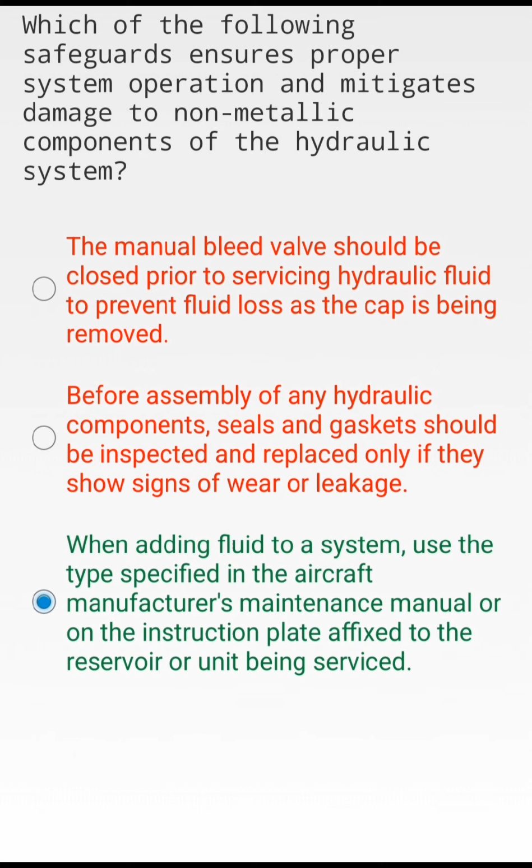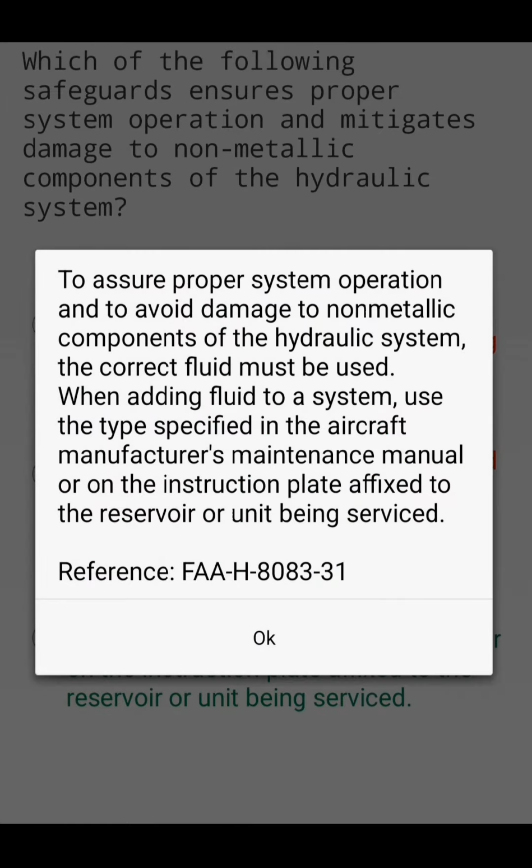Which of the following safeguards ensures proper system operation and mitigates damage to non-metallic components of the hydraulic system? When adding fluid to a system, use the type specified in the aircraft manufacturer's maintenance manual or on the instruction plate affixed to the reservoir or unit being serviced. To assure proper system operation and to avoid damage to non-metallic components of the hydraulic system, the correct fluid must be used. When adding fluid to a system, use the type specified in the aircraft manufacturer's maintenance manual or on the instruction plate affixed to the reservoir or unit.